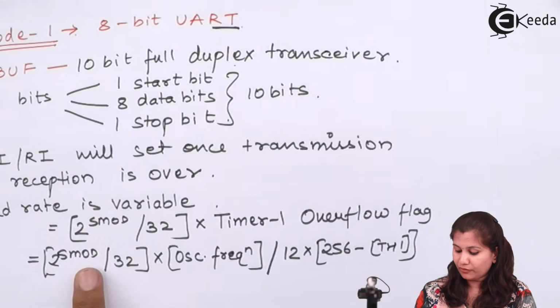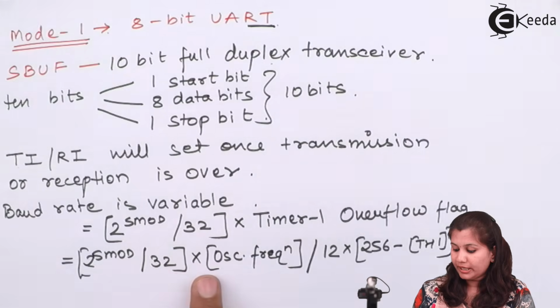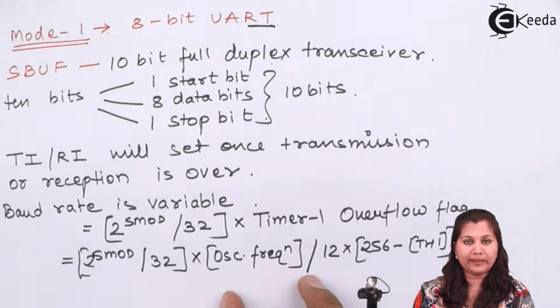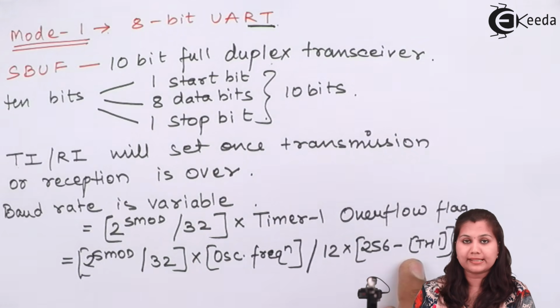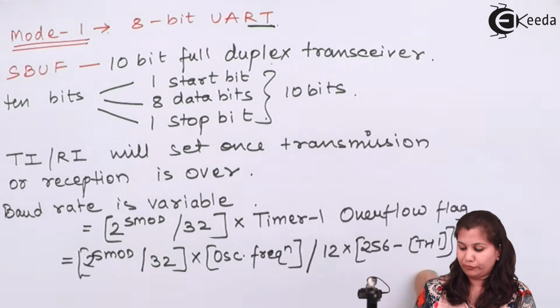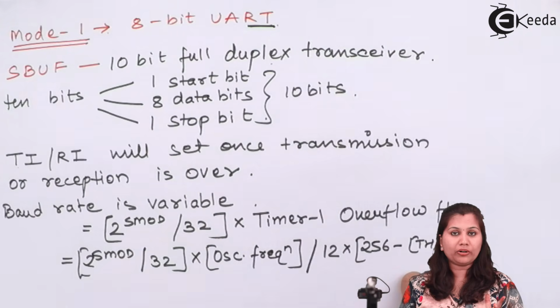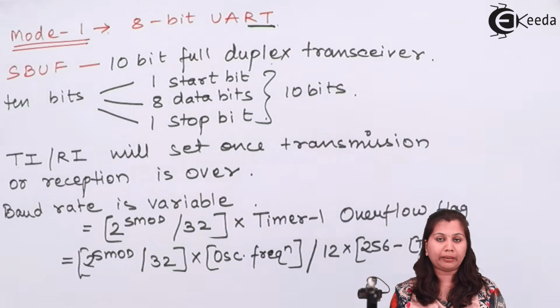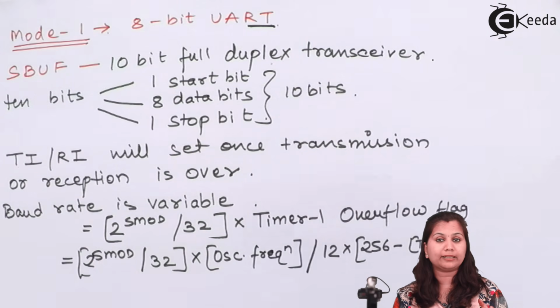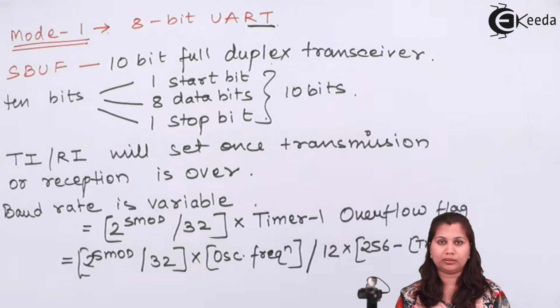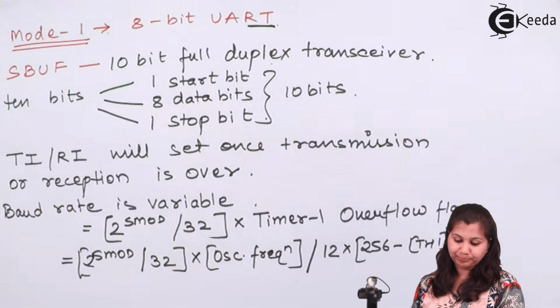Also we have 2 raised to SMOD divided by 32 into the oscillator clock frequency divided by 12 into 256 minus the timer 1 reload value. So this baud rate is determined with respect to the status of the timer 1 overflow flag. That is why we can say that in mode 1 the baud rate is variable, whereas in mode 0 it is fixed. Next we have mode 2.